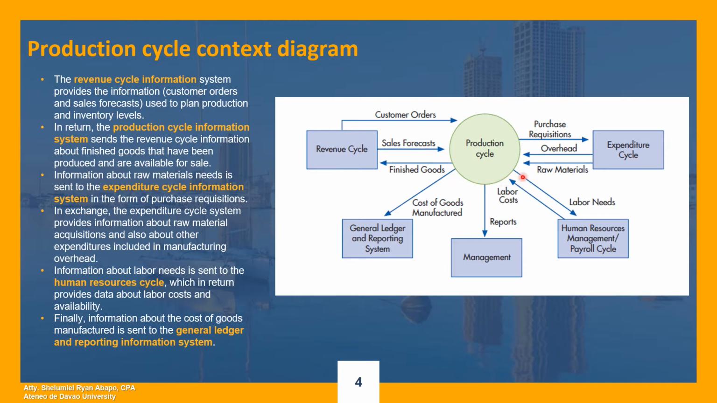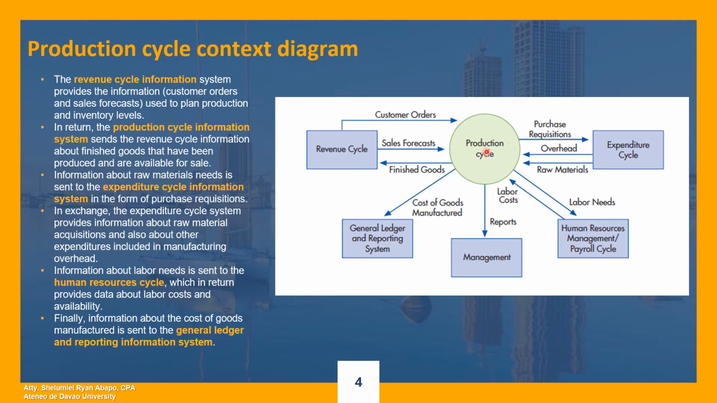So the 2 million raw materials needed as an additional would now be forwarded to the expenditure cycle in the form of purchase requisition. Okay? And that purchase requisition will prompt the expenditure cycle to order these raw materials from its approved and select suppliers. The expenditure cycle, class, would also provide other information, including the other expenditures such as manufacturing overhead and the raw materials spent, and forward it to the manufacturing cycle.